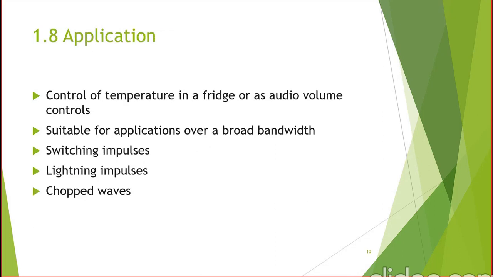Thank you, Sanket. I'm Akash Garad. Now I am going to explain the applications of the RC potential divider. This RC potential divider is used for controlling temperature in a fridge or as audio volume controls. Also, it is suitable for applications over a broad bandwidth. Also, this RC potential divider is used for switching impulses, lightning impulses, and chopped waves. Next slide.